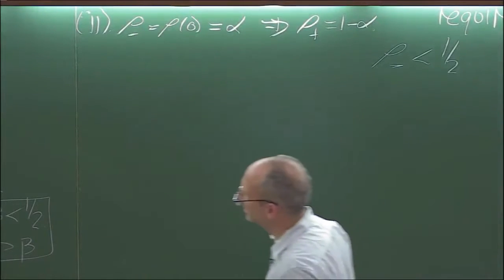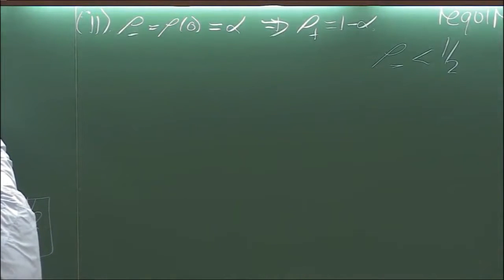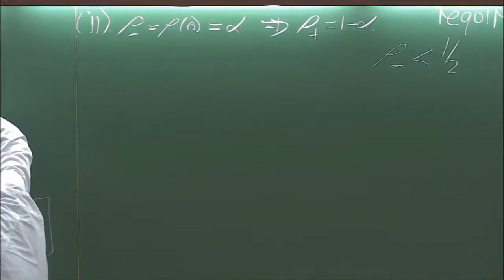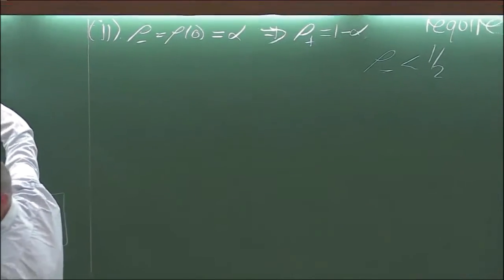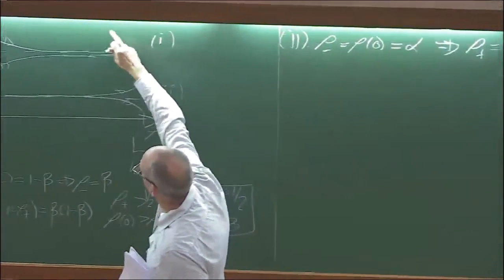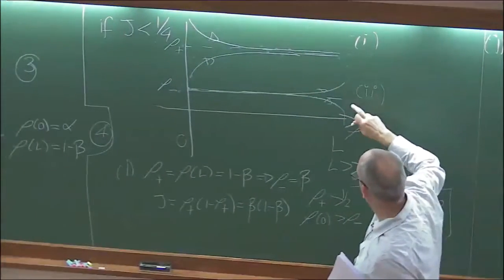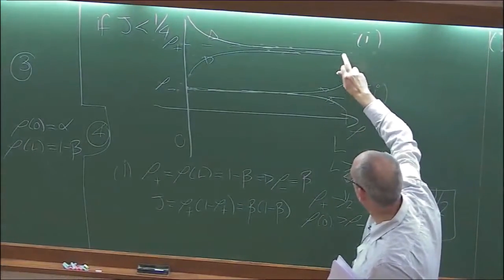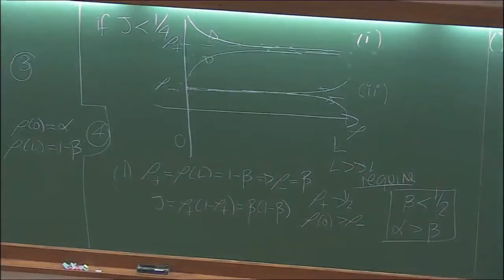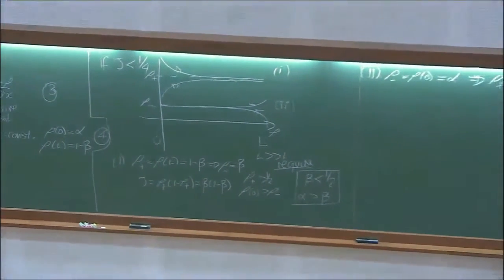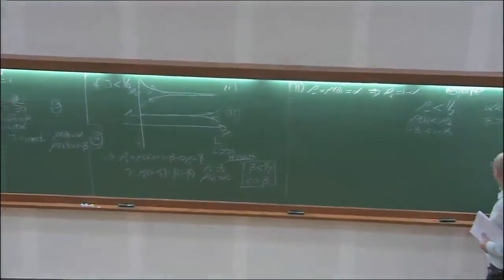Also, if I start down here, it's fine. If I start up here, then I have to be sure that rho L is in fact less than rho plus, or else it's not a consistent solution. Otherwise, it would do something else. So rho L has got to be less than rho plus. And rho L is 1 minus beta. So it's 1 minus beta less than 1 minus alpha. So I end up with beta greater than alpha.